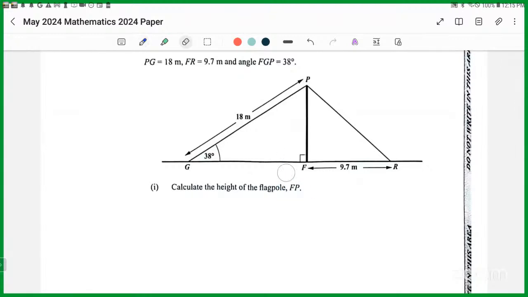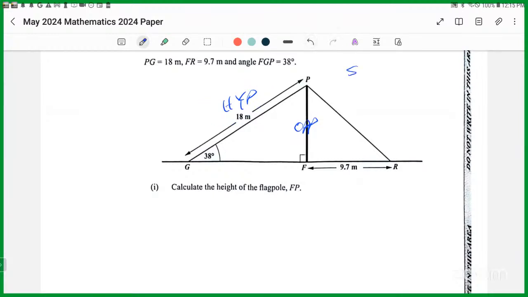So to calculate the height of the flagpole, we're clearly going to work in this triangle, because that's a triangle that presents us with the most information. It gives us this angle and it gives us the hypotenuse. And we are now trying to find the opposite to the angle. So we have the hypotenuse and we have the opposite. We can work in that triangle. I'm going to use sine. Sine is a trig ratio that connects the opposite and the hypotenuse.